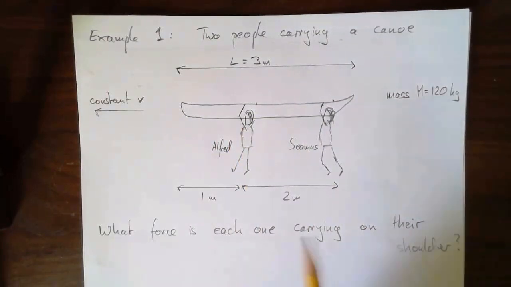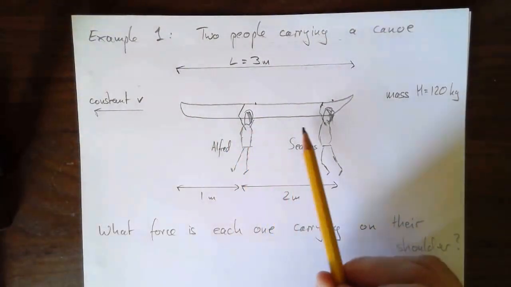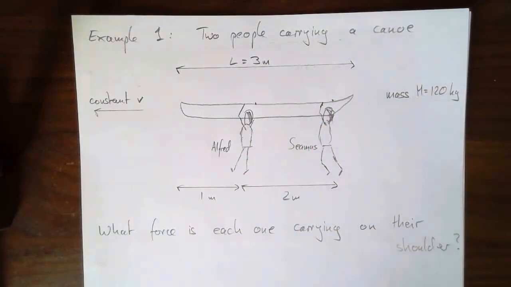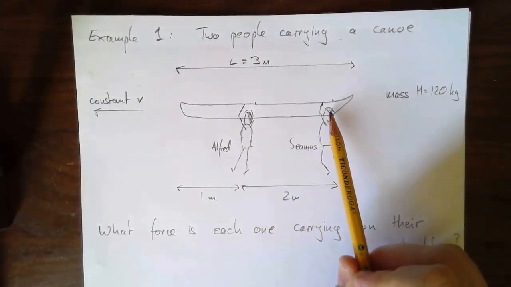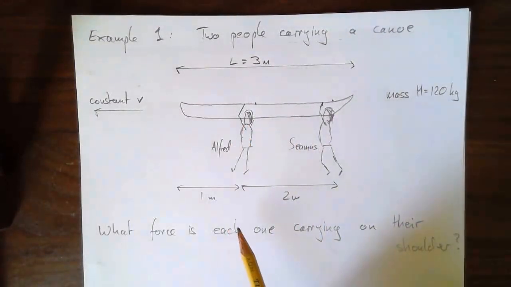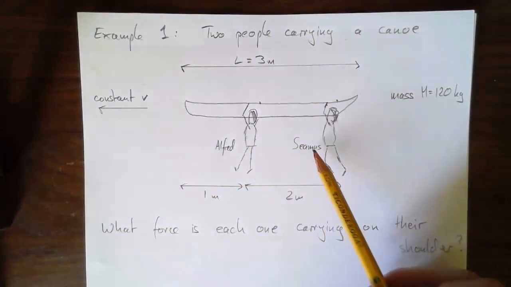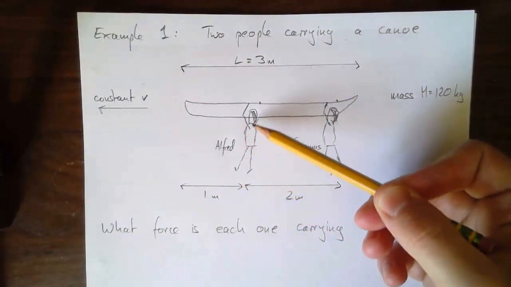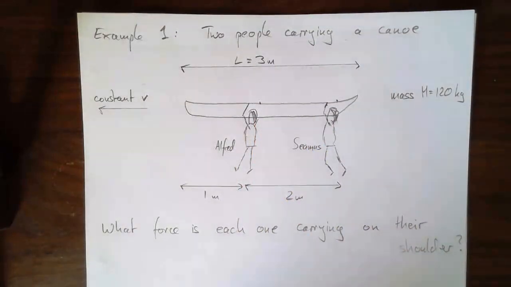So it's really, for mathematical purposes, a long rod that weighs 120 kilograms. Our goal is to figure out how much each of the two of them is carrying on their shoulder. You can tell they're not doing this symmetrically, like Seamus is right at the end, Alfred is sort of in the middle-ish. So are they going to feel the same force on their shoulder? Is it different? Well, we're going to find out.